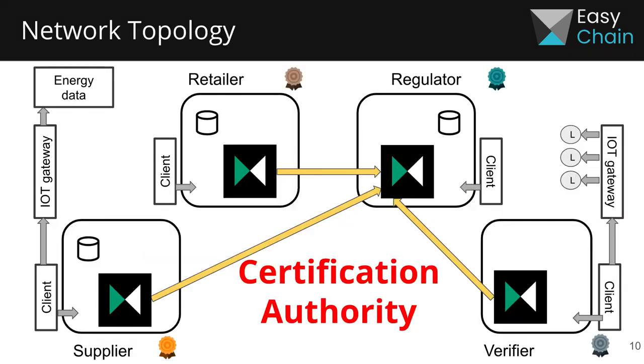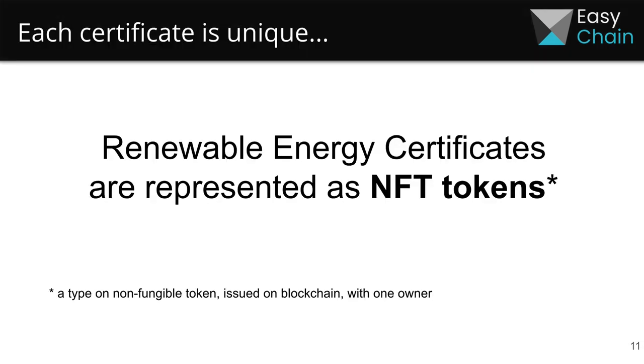Let's talk about network topology. Blockchain nodes can be placed in each of the involved parties' infrastructures. But note that placing a node is not a requirement, as many parties can share the same node, much like in Ethereum using infra nodes. Suppliers can integrate data from their energy source via an IoT gateway to be sent directly to the blockchain, and verifiers can do that as well. Each certificate is represented by an NFT token with a unique ID and a single owner at a specific moment in time. Ownership transfer rules are set in smart contracts, and there is also a marketplace for them.